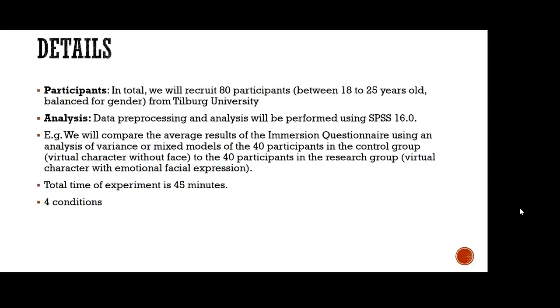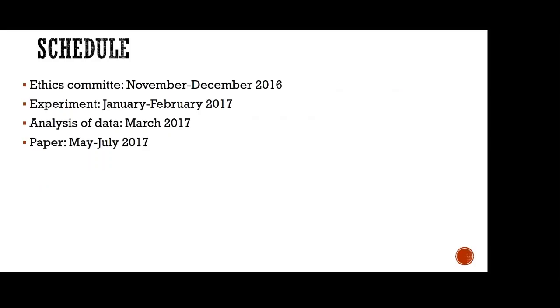Other details about the lab experiment: in total we will recruit 80 participants between 18 and 25 years old, balanced for gender, male and female, from Tilburg University in the Netherlands. For data processing and analysis, we use SPSS. We think the total time of the experiment is 45 minutes with 4 conditions.